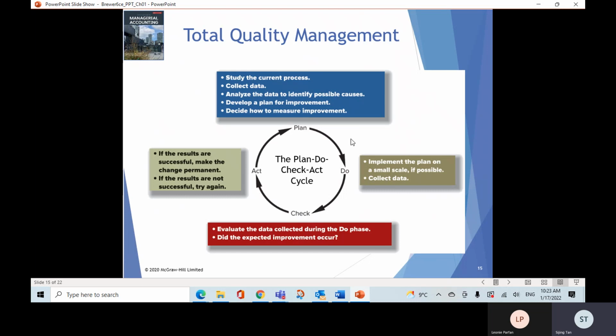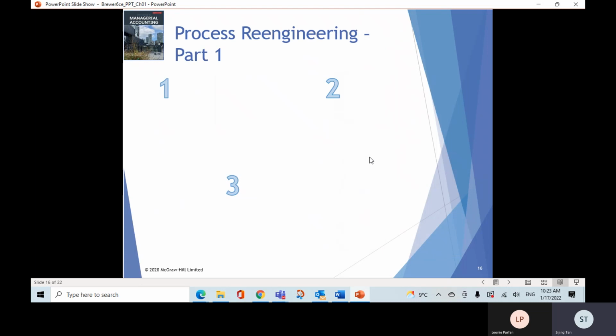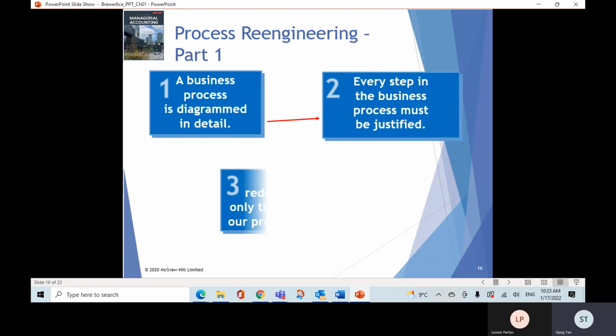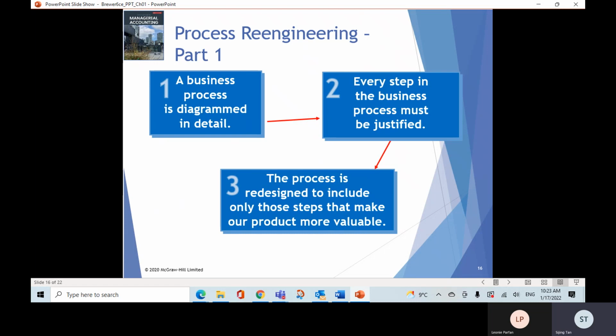Okay. Now, the next one, we're going to talk about process re-engineering. This approach diagrams a business process in detail, questions it, and completely redesigns it to eliminate unnecessary steps, reduce opportunity for errors and reduce costs. It is a radical approach that is used to remove waste from business processes.